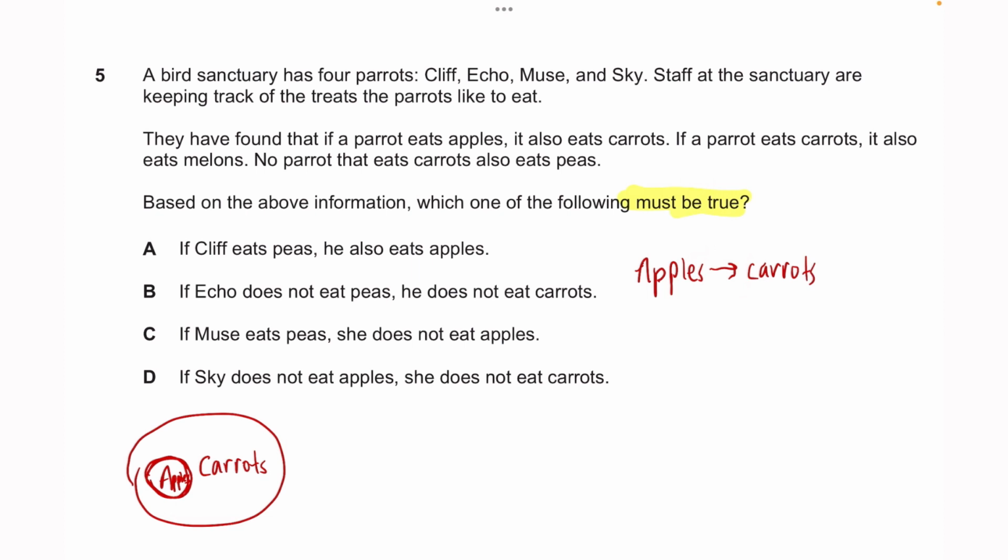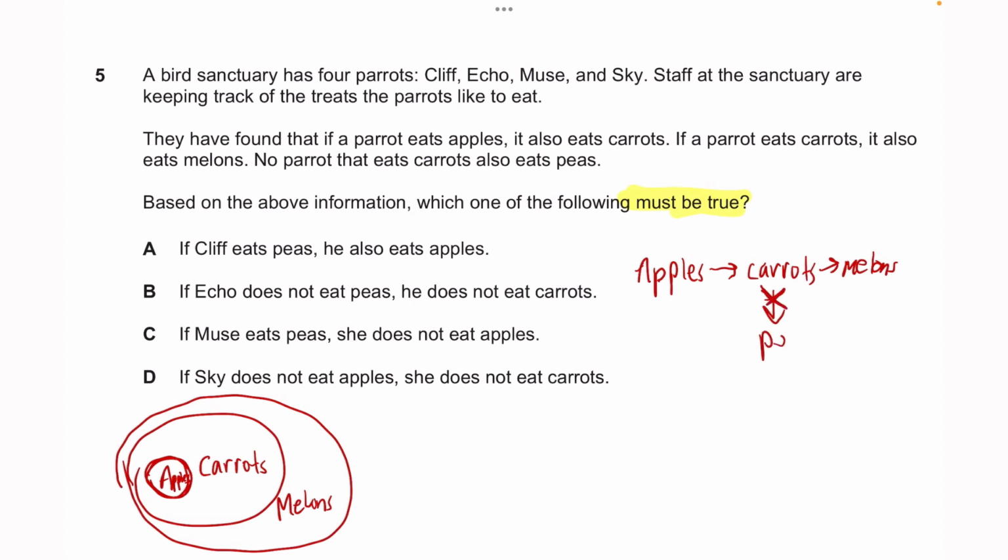Now, it says that if a parrot eats carrots, it also eats melons. So that comes in within. And if a parrot eats carrots, then it eats melons. And then it says, no parrot that eats carrots also eats peas. So technically, we don't know how it relates, but I'm going to just write down below in our flowchart that we can't see if it eats peas. And I'm going to just draw a circle here and write peas.